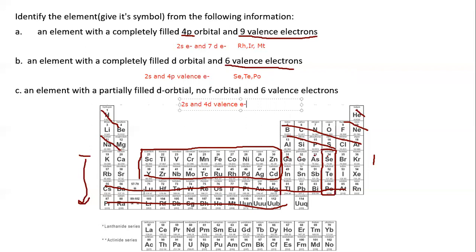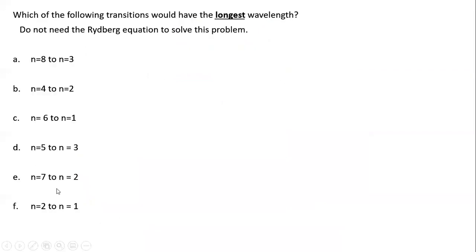So we count 2s, 1, 2, 3, 4, 5, 6. You see we land at chromium. So this could be either chromium or molybdenum. They have a partially filled d orbital, no f orbitals, and 6 valence electrons. So either one would be correct for chromium and molybdenum. And so moving on to our last question.